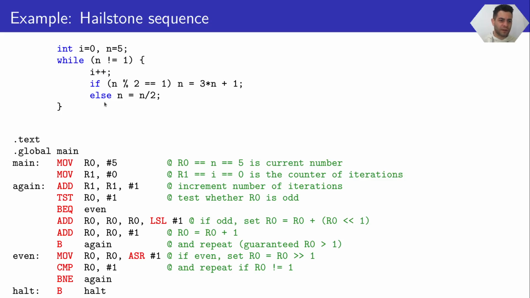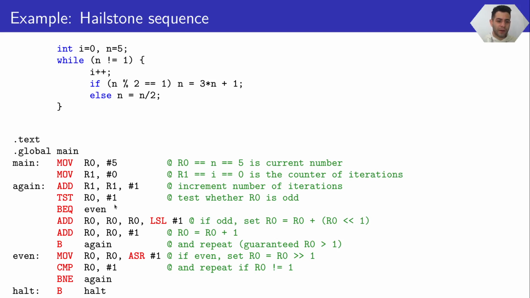So we use R0 for n and R1 for e, okay? And so we start with 5 in R0 and 0 in R1. Then the very first simple instruction, we add 1 to R1, super easy, and then we need to check if n is odd or even.